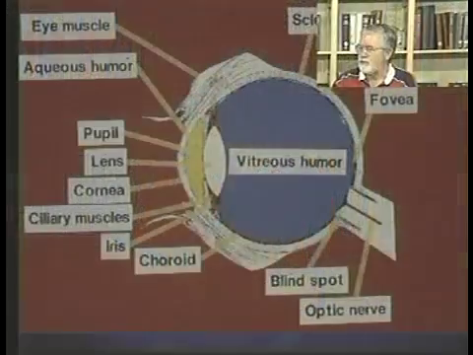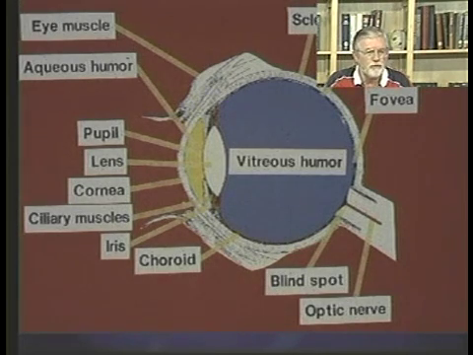Okay? So in essence, what we're dealing with there is the elastic function of the lens and the ability of the lens to differentially achieve focusing for different kinds of objects in terms of the nearness or the farness. The next object, as we look at the eye again, is the vitreous humor.